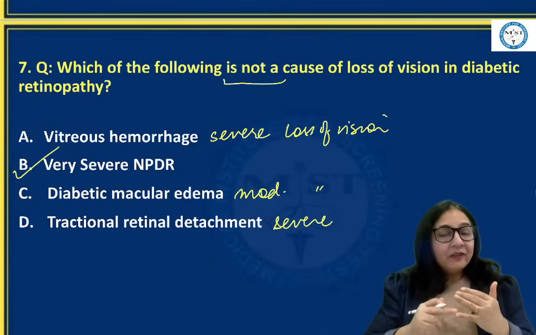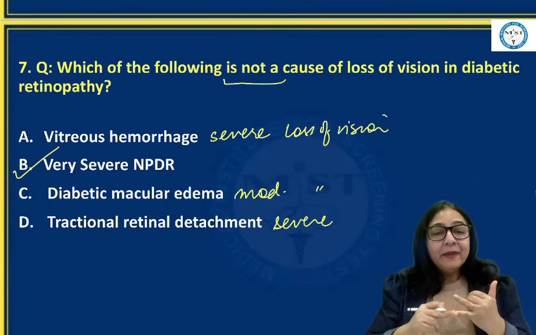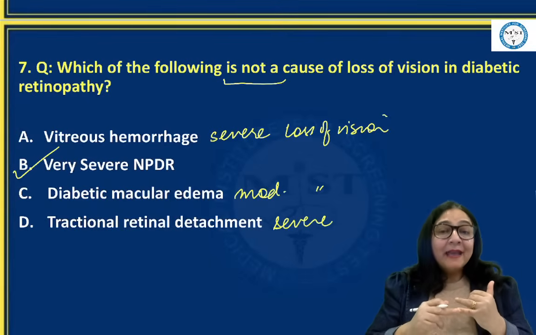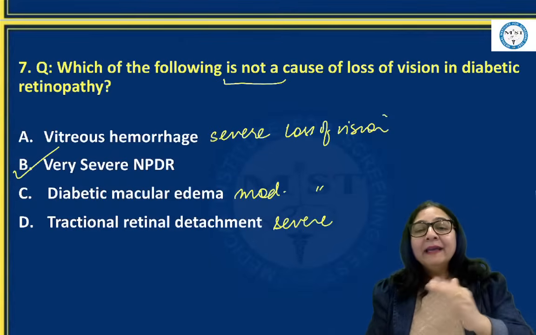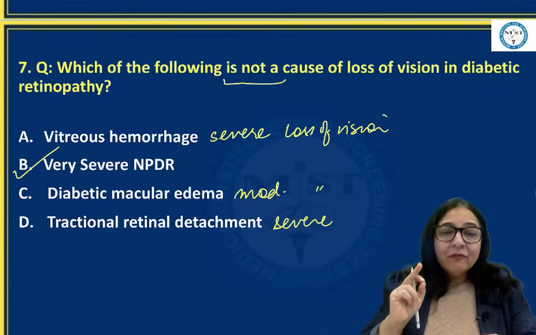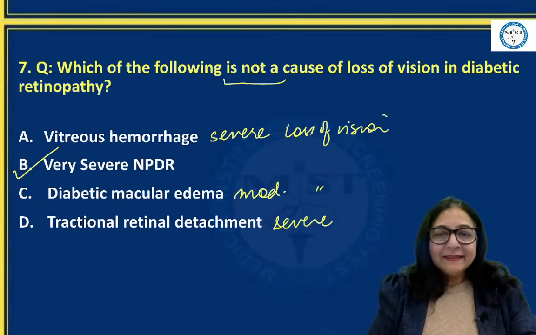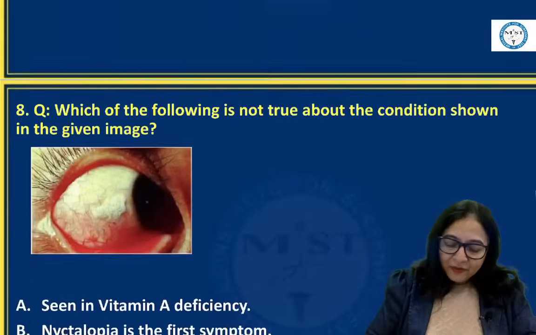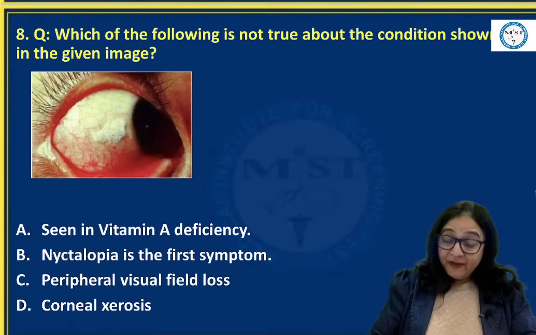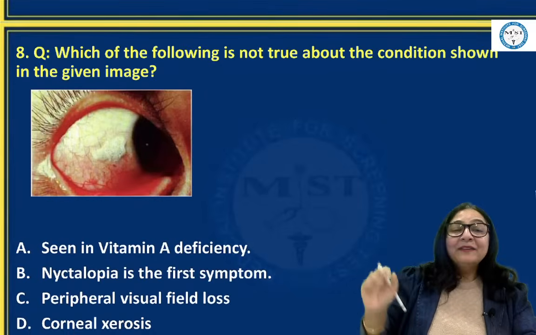Vitreous hemorrhage and tractional retinal detachment might require pars plana vitrectomy for their treatment. Diabetic macular edema can be treated, as you know, by focal or grid laser or by intravitreal anti-VEGF injections, right? So that is the treatment based upon the clinical picture which you see in diabetic retinopathy. Okay? All right. Moving to the next question. Again, a very simple question, but it has been asked multiple times in your exam, so you cannot skip this one.